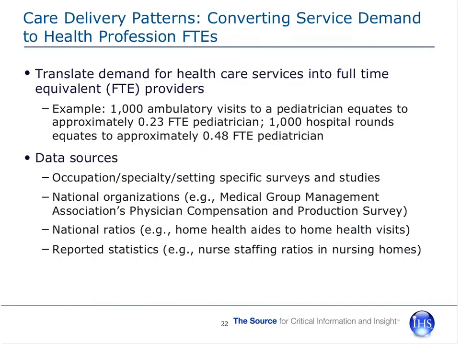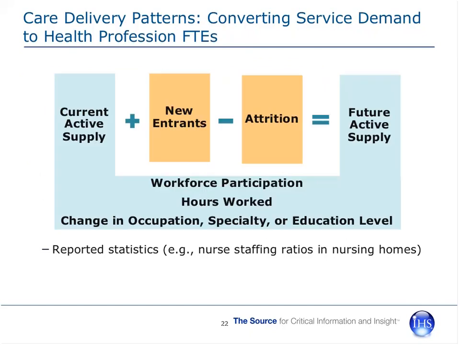Okay. And in this particular example, once you look at these staffing patterns, you can make conclusions such as for every 1,000 ambulatory visits to a pediatrician, it equates to approximately a fourth of a full-time equivalent pediatrician. Or 1,000 hospital rounds equates to approximately half of a full-time equivalent pediatrician. And the data comes from a variety of sources: national surveys, professional associations, and other reported statistics.